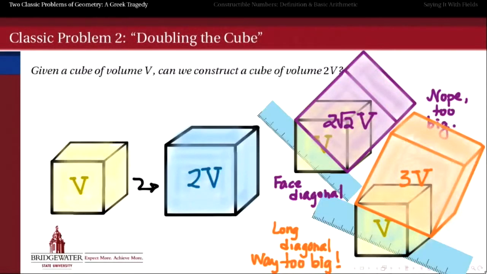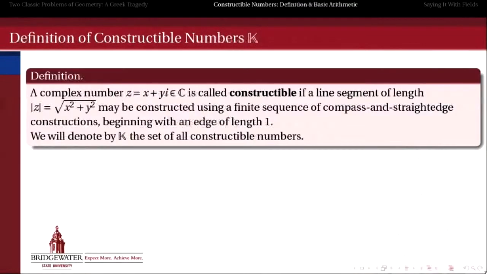So it's a valid question. Is this possible at all? I mean, we failed in these two ways, but can we succeed in some other way that we haven't yet found? And that's going to be the question that we hope to answer with field theory by the time this series of videos is over. So might it be an impossible thing to do to double a cube, to construct a cube with double the volume? So here's our definition.